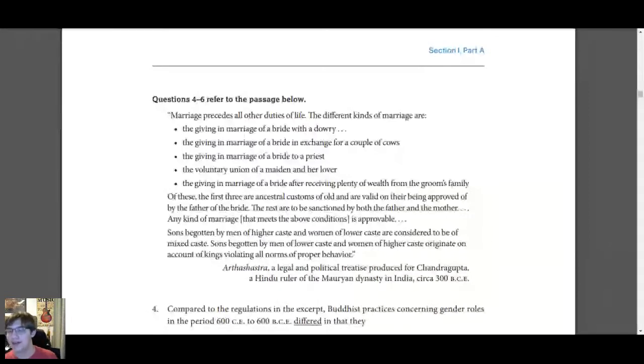So we can see it's a passage about marriage, and it's legal. It says it's political. You can see the caste system. That's definitely a big thing to know about India. So let's see what our choices are.